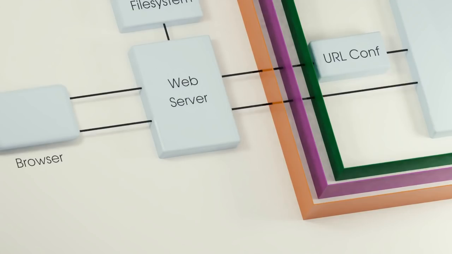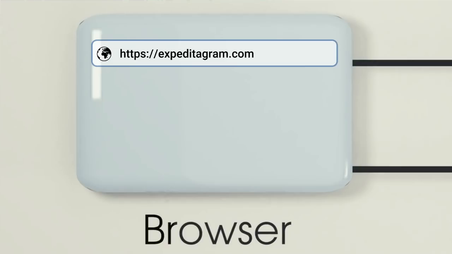The HttpResponse object gets rendered into a string as it leaves the Django application. Finally, your web browser renders it into a beautiful web page.